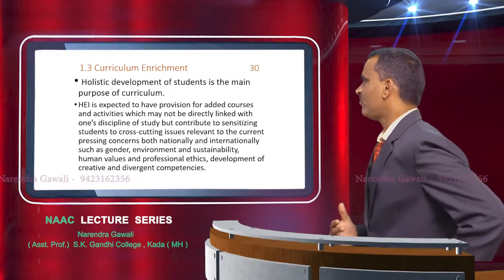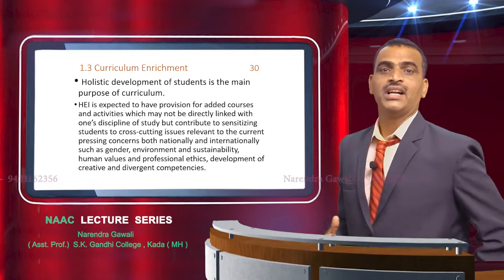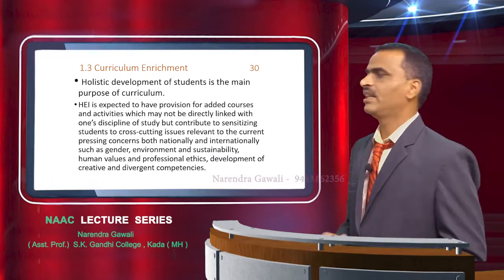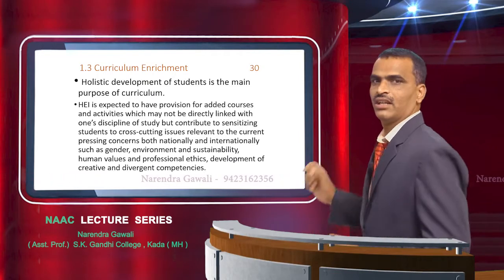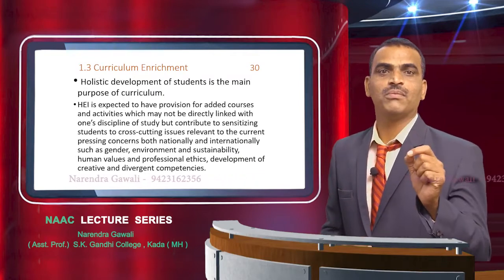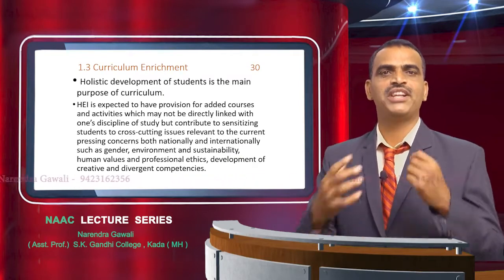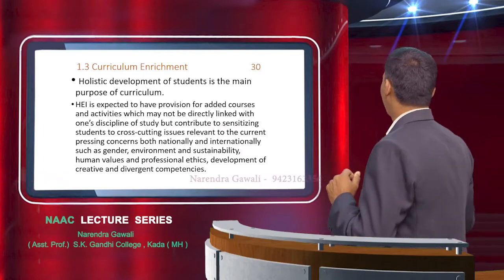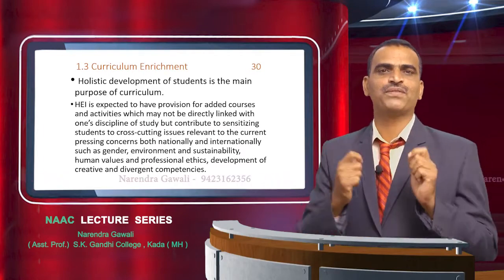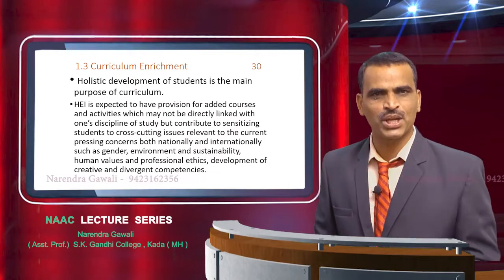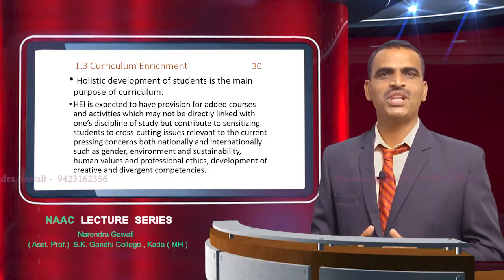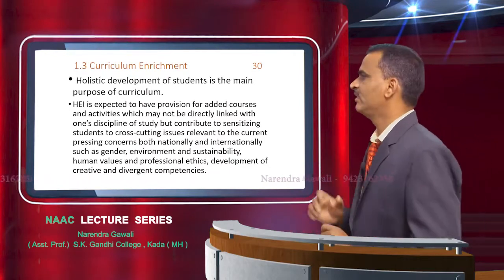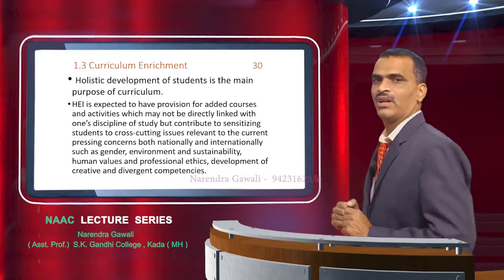Then we come to the next point, 1.3, curriculum enrichment. How to make the curriculum more enriched? It has 30 weightage points. It depends on holistic development of the student, which is the main purpose of the curriculum. Holistic development of the student, that is the main purpose of this curriculum.